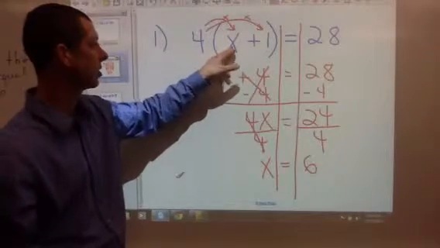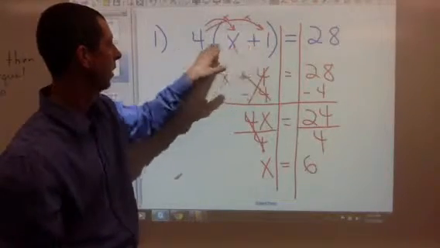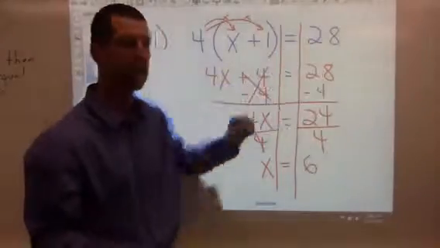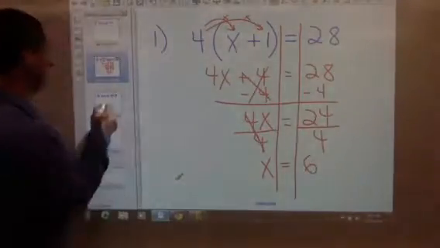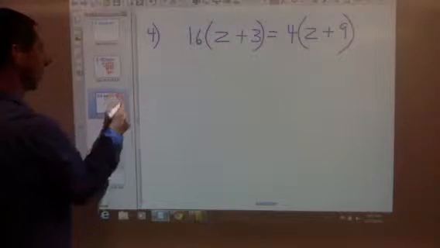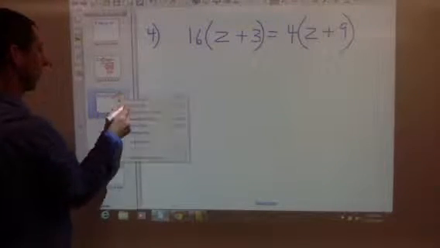And you can try it in here. 6 plus 1 is 7, and 4 times 7 equals 28. So it should check out once you have your answer. Okay, let's look at one that's certainly a little more difficult here.